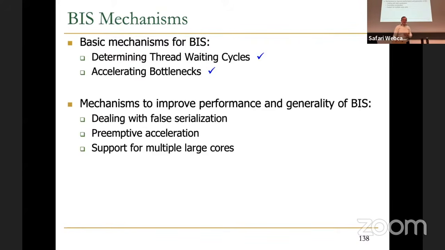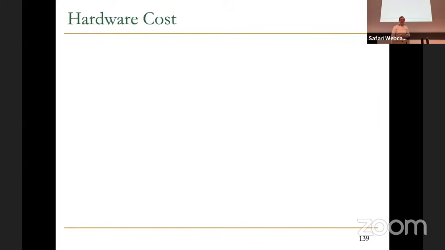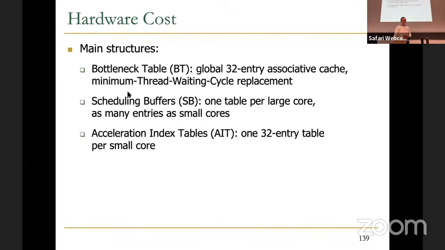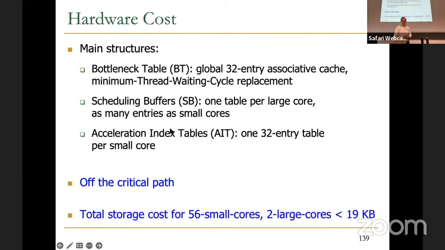And there's support for multiple large cores. So in this case, we actually added support for multiple large cores so that we can accelerate multiple bottlenecks in parallel. Hardware cost is in the paper. I'm not going to talk about this in detail again. It's not that much. Everything is off the critical path, especially after you design the bottleneck table the way we think with caching using acceleration index tables. So the total storage cost is not a lot, but there's complexity, of course, right?